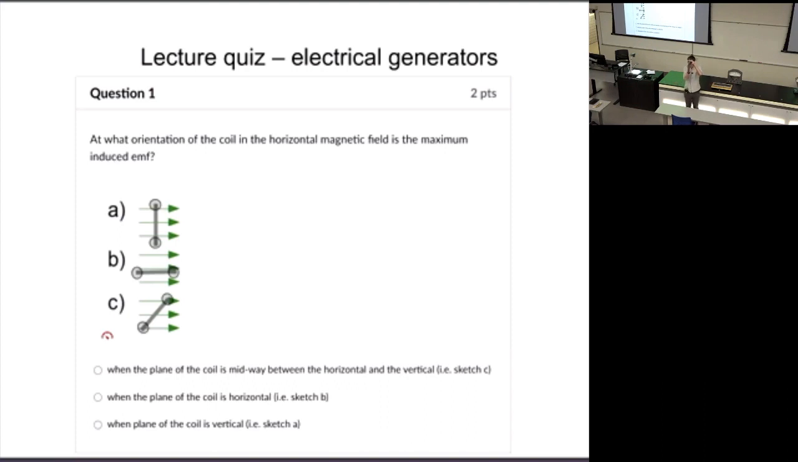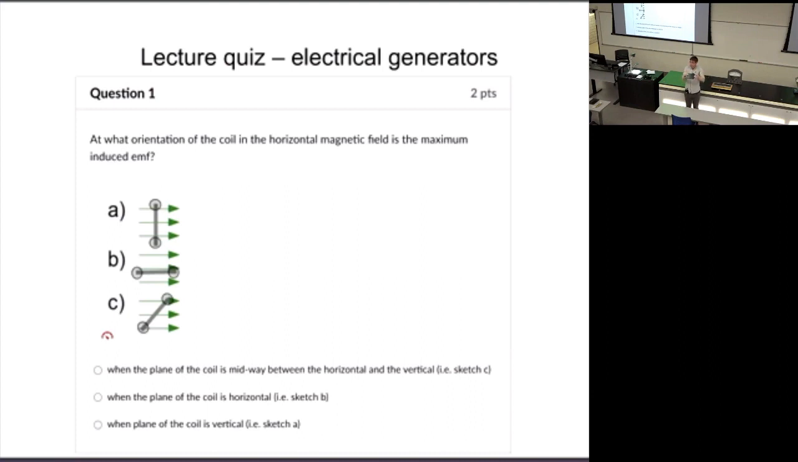Is it A? Is it B? Or it's probably unlikely it's somewhere in between, right? I'm guessing you're thinking it's either A or it's B. Is B, when the coil is horizontal like this, what is the motion of these two pieces of wire on the left and right? Well, this one might be going up. This one might be going down.